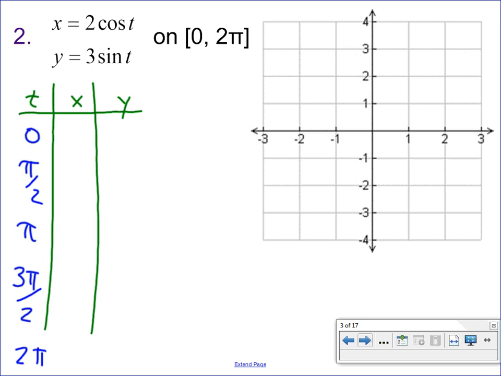So at t equals 0, the cosine is 1 times the 2 out front is 2, is that right? At t equals 0, sine of 0 is 0. So it looks like we start out at time t equals 0 at the x comma y point of 2 comma 0. At pi over 2, cosine is 0. Sine is 1 times 3 is 3. So it looks like we've gone to 0, 3.